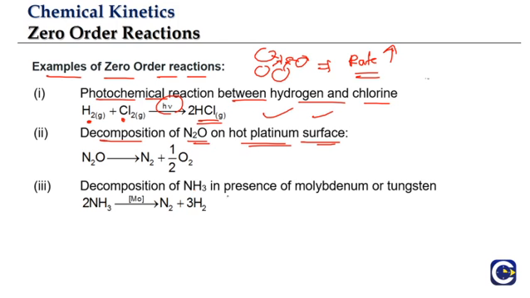Similarly, for the decomposition of ammonia in the presence of molybdenum or tungsten, the rate is again determined by the available surface area of the molybdenum or tungsten and not so much on the concentration of the ammonia. So this is how we will have near zero order reactions, because practically we may not have a rate totally independent of concentration, but it is going to be driven by some other factor. These are the kind of examples we can have for zero order reactions.